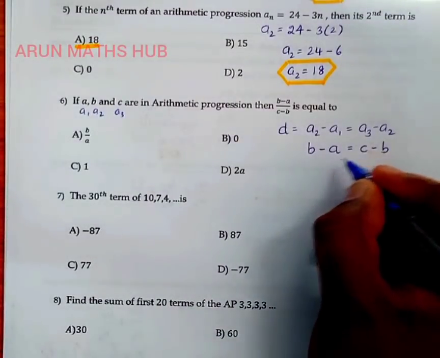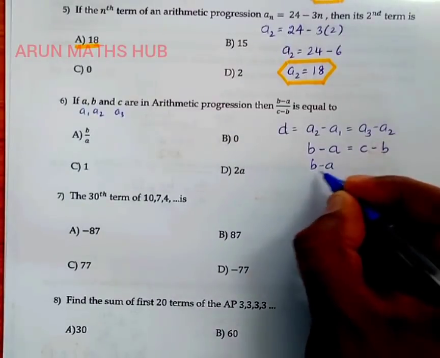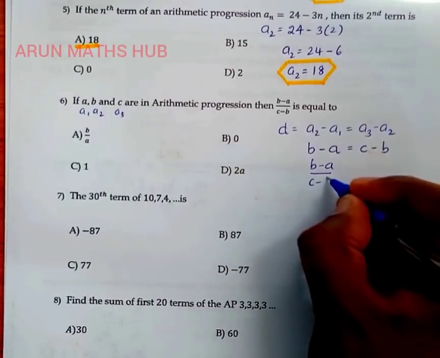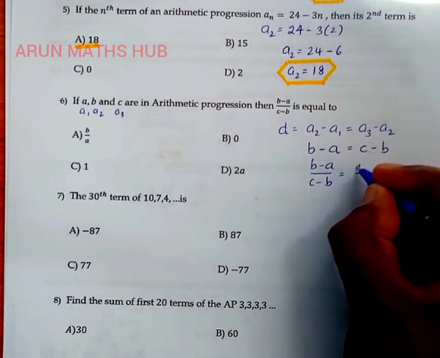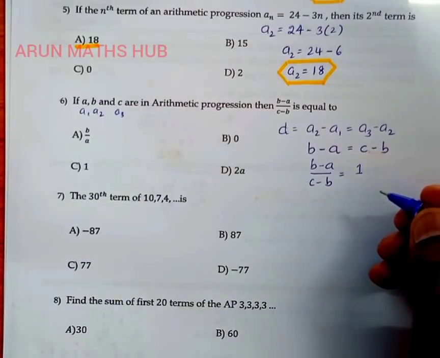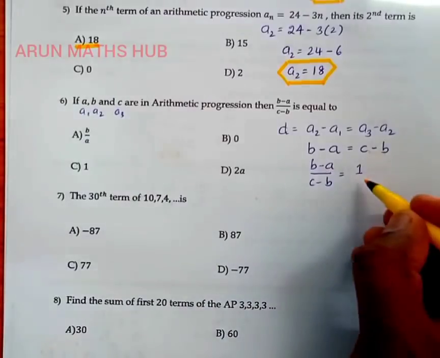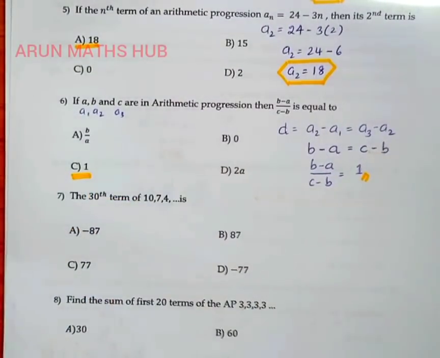Now divide b minus a by c minus b. If we divide b minus a by c minus b, we get the value 1, because b minus a is d, and c minus b is also d. Dividing d by d, we get 1. Therefore, the correct answer is option C, 1.